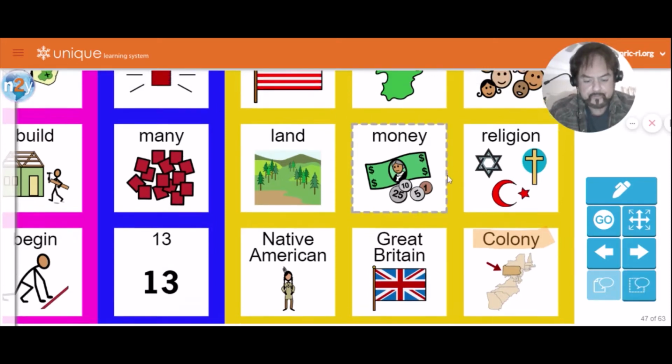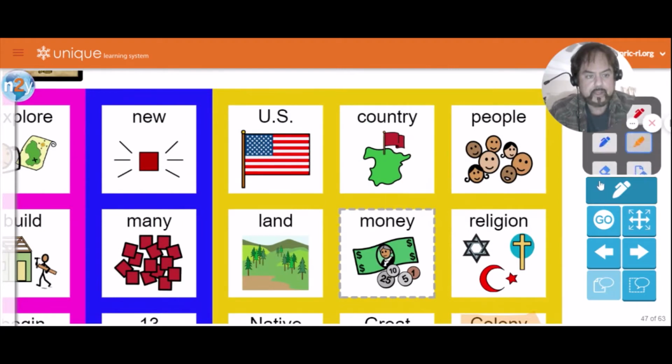Country. Country is symbolized by the flag stuck into the image of a country on a map. And our country is the United States of America, which is right here. That's our flag.